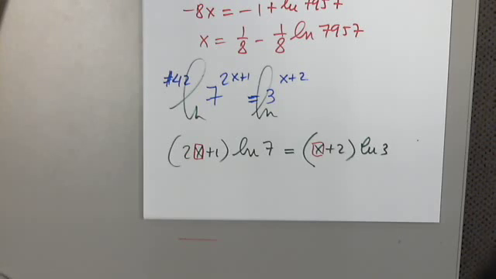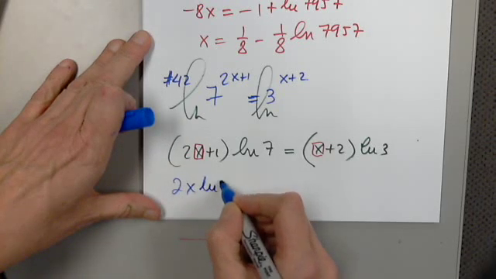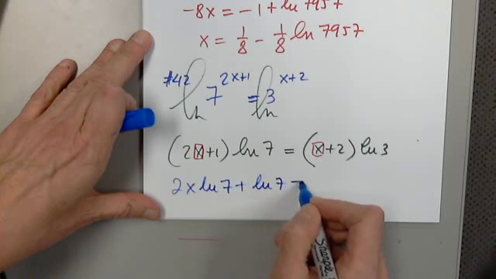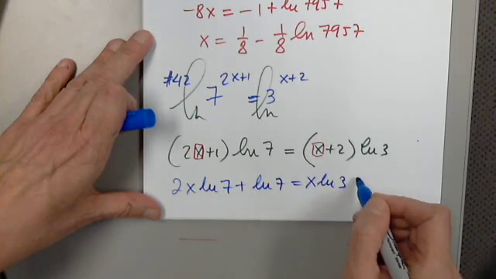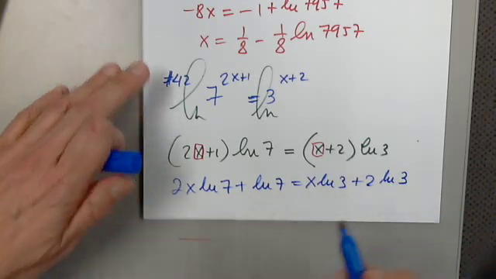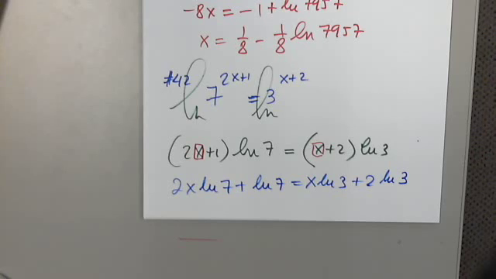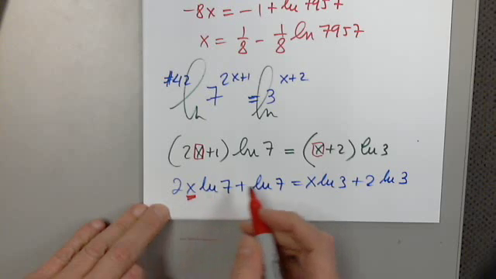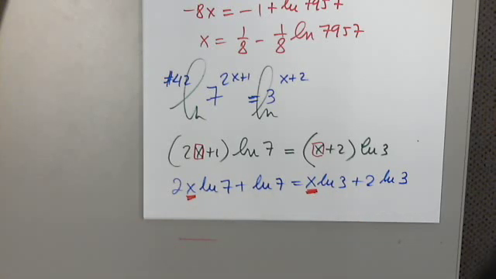Awesome. Thank you. 2x natural log 7 plus natural log 7 equals x natural log 3 plus 2 natural log 3. Of course, because I have two terms that have x. I have this term that has x in it, and I have this term that has x in it. Awesome. What will be the next step now after I distribute? Not yet. I can't. They're not like terms. What do I have to do next?